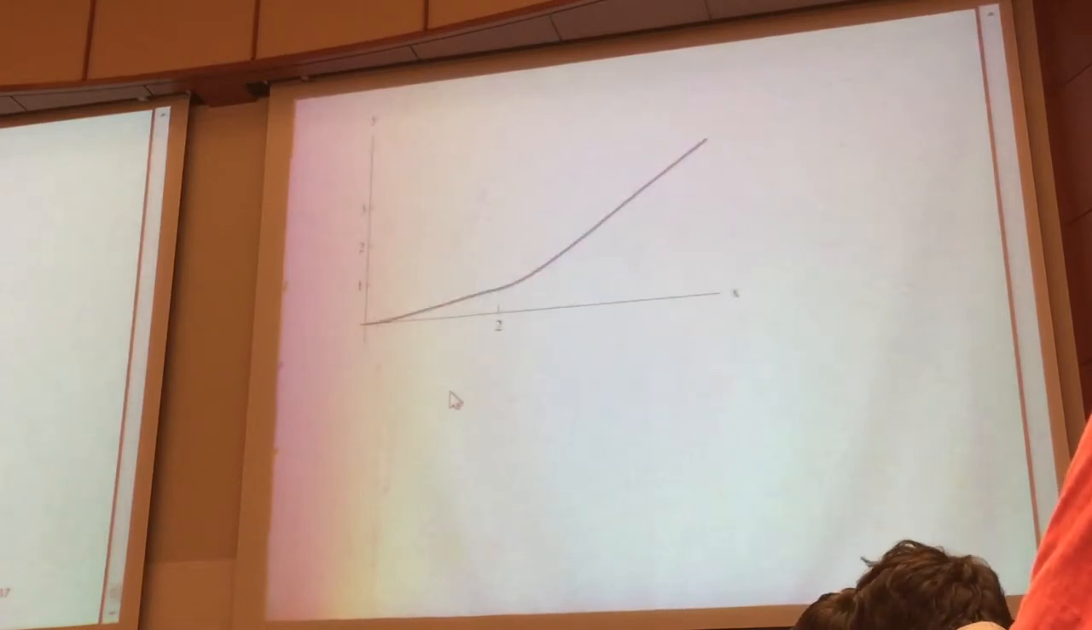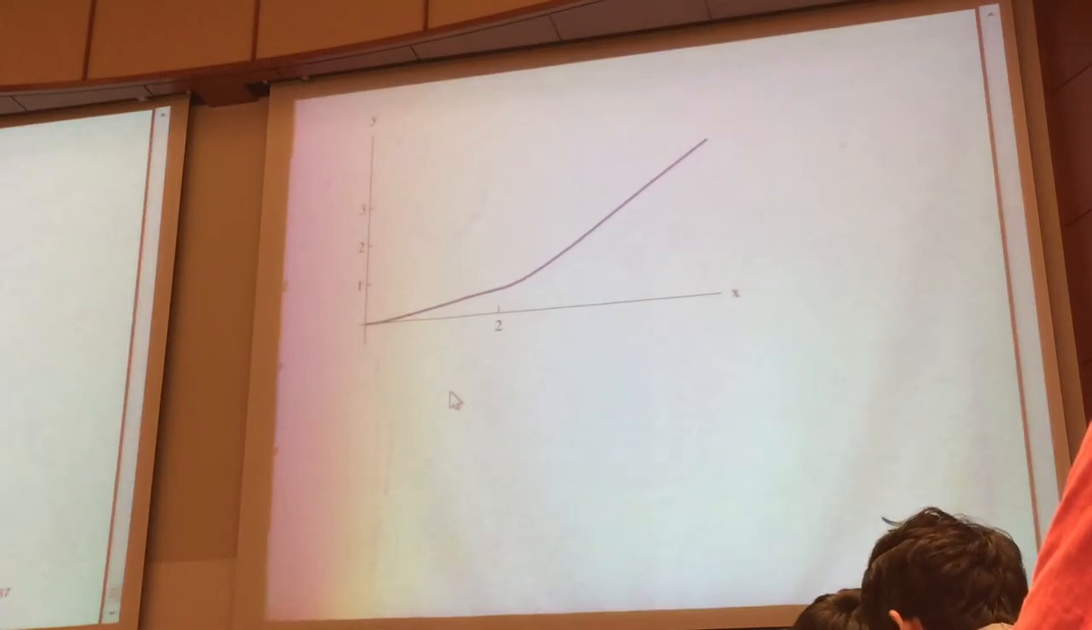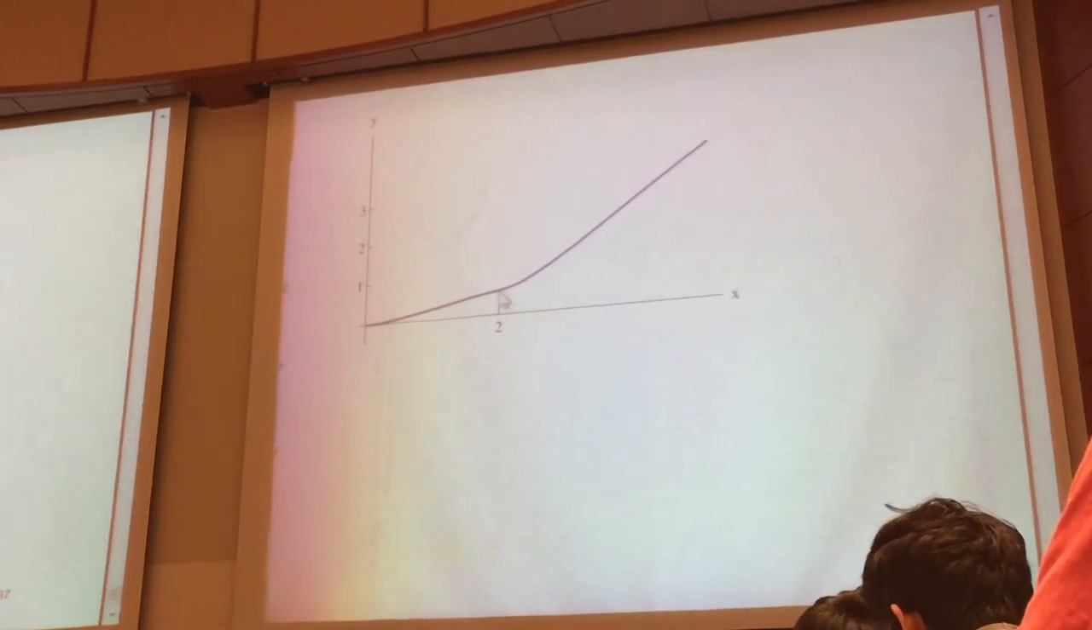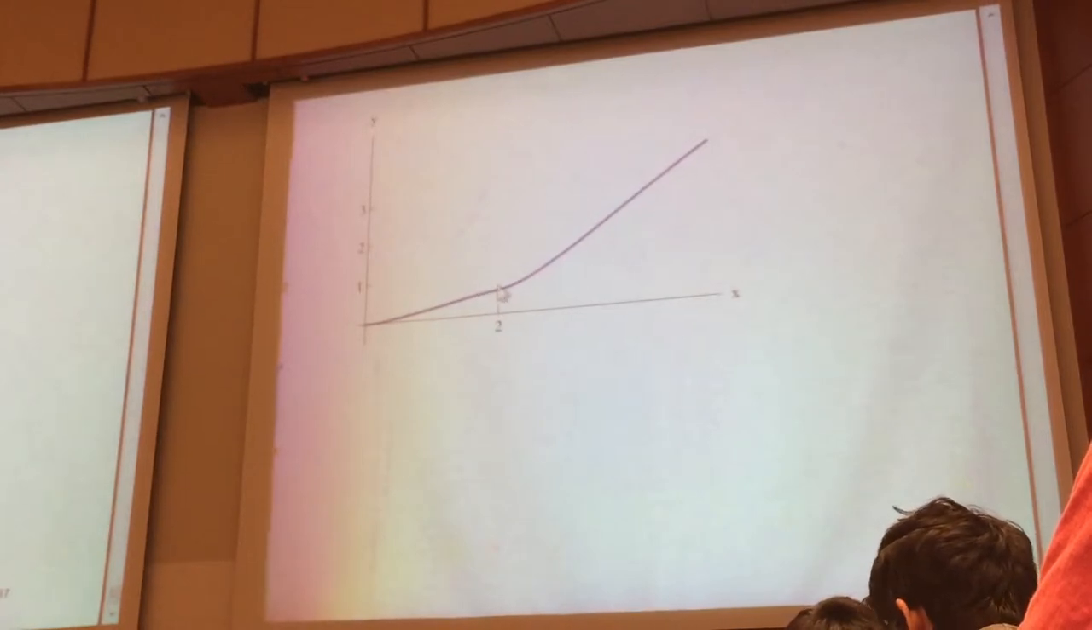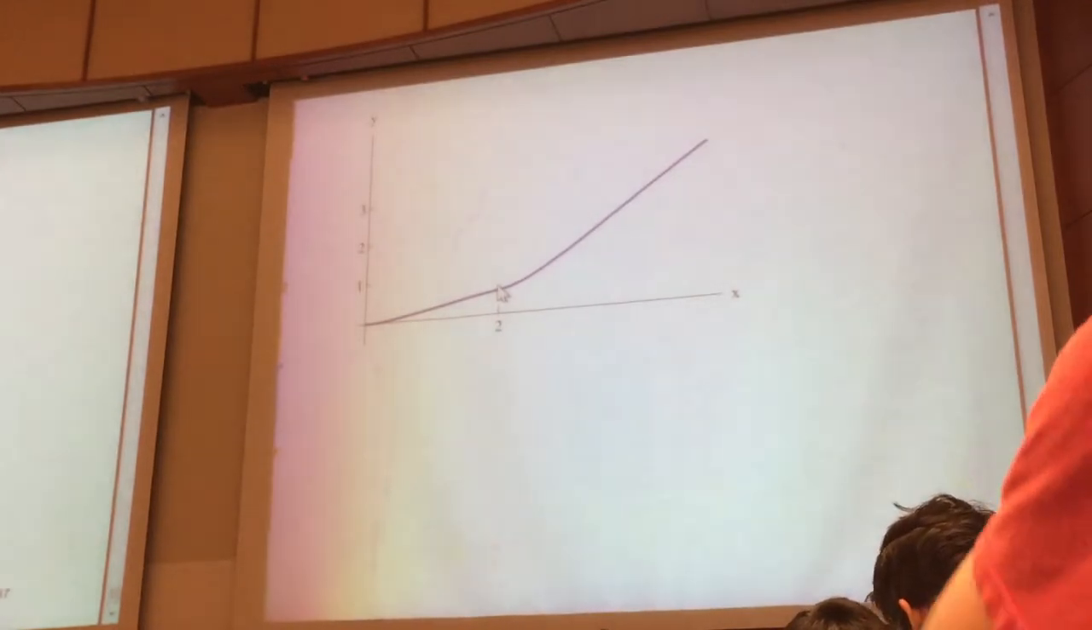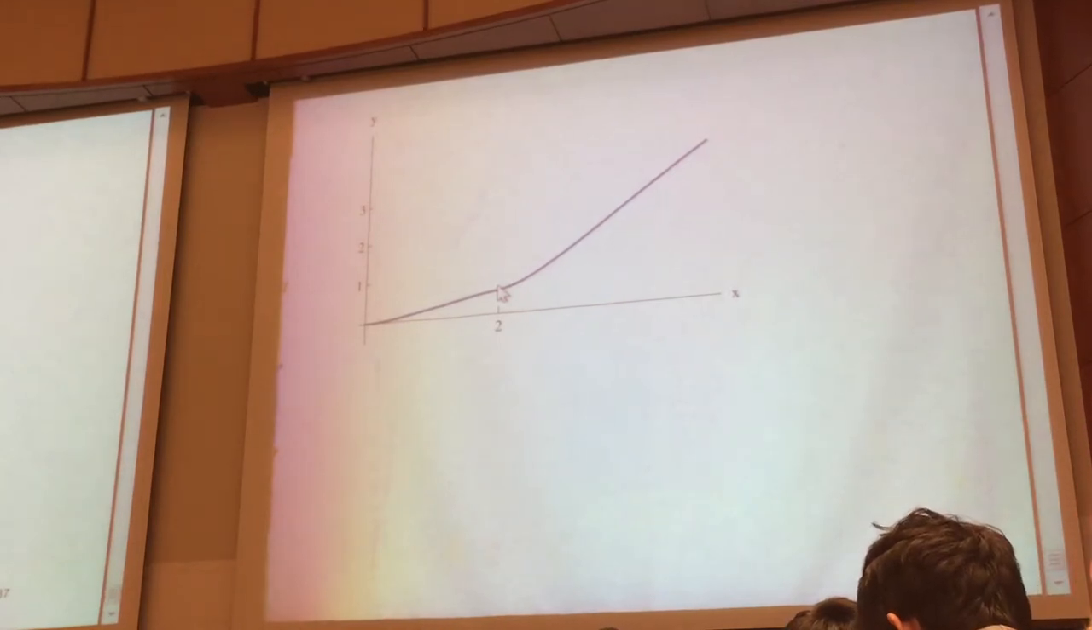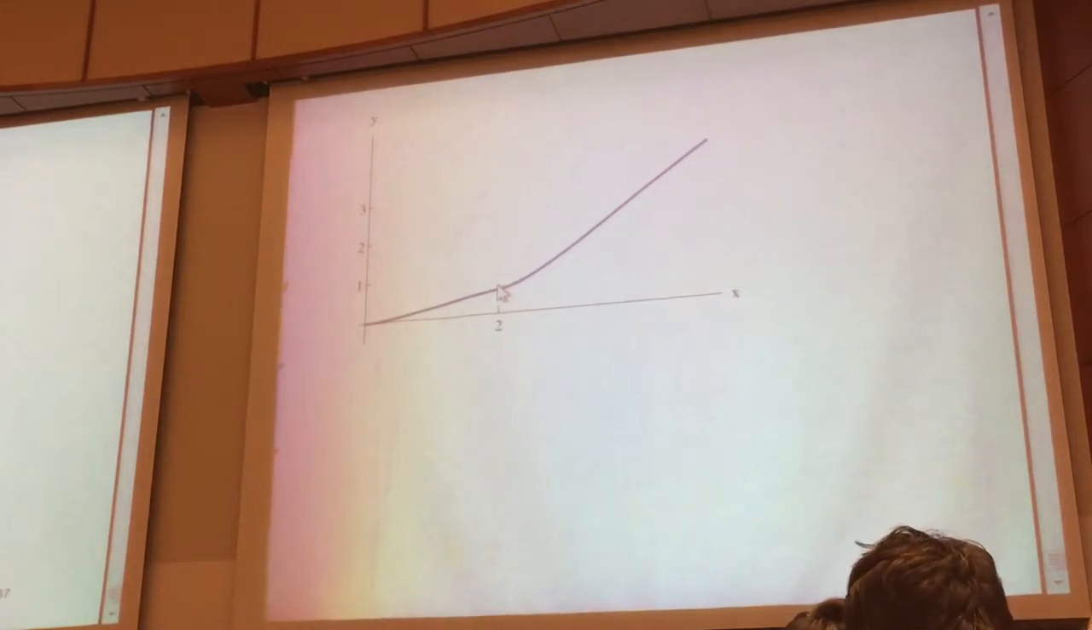Okay, and what does the graph look like? Well, there is the graph. The solution is continuous and it's differentiable, with a continuous first derivative. But the second derivative is not continuous at 2. The function and the first derivative are continuous. These two curves meet here in a differentiable manner.